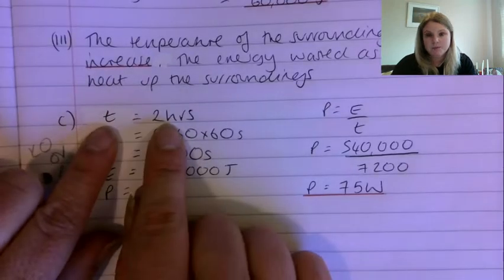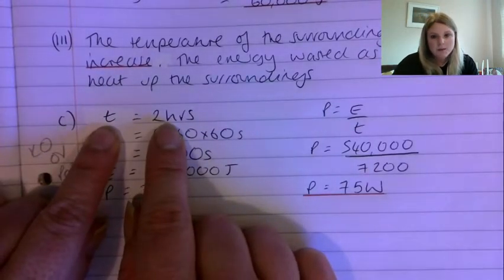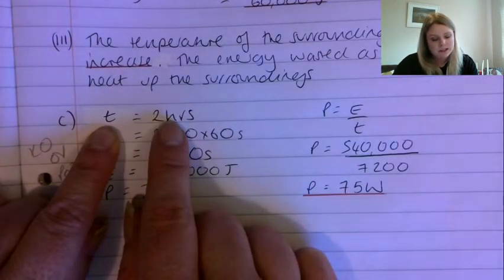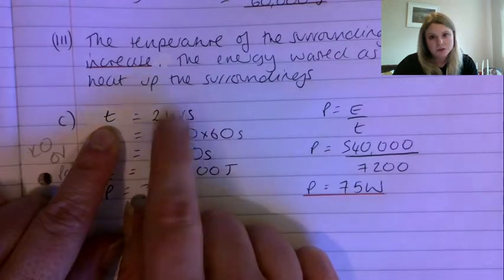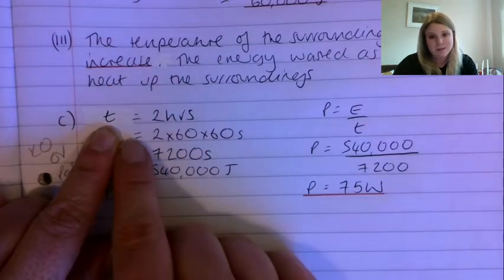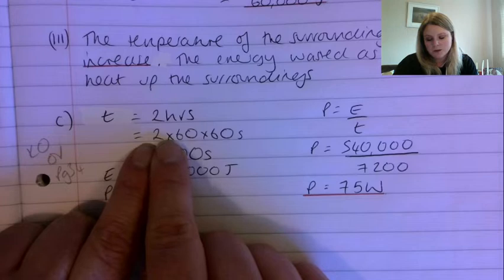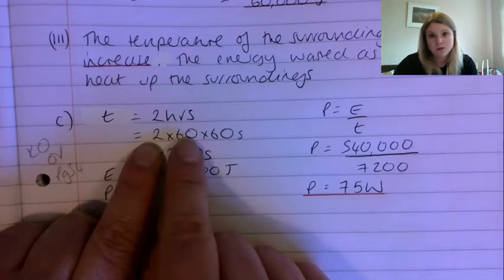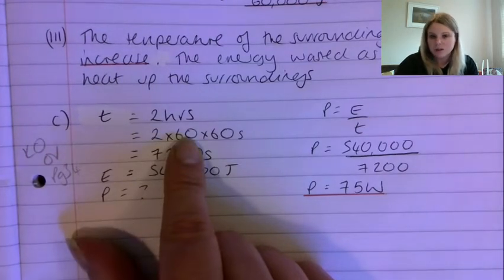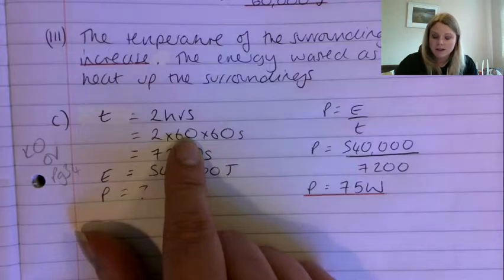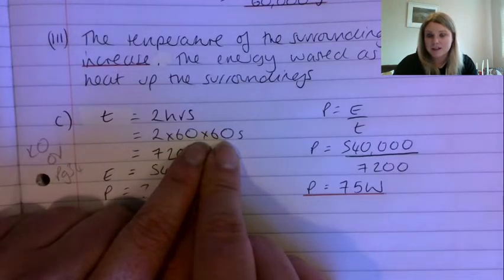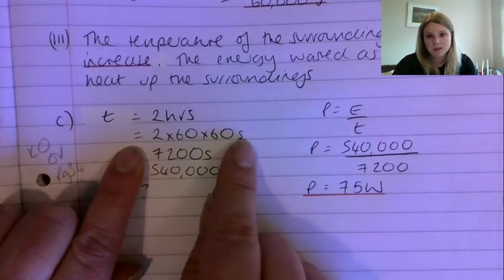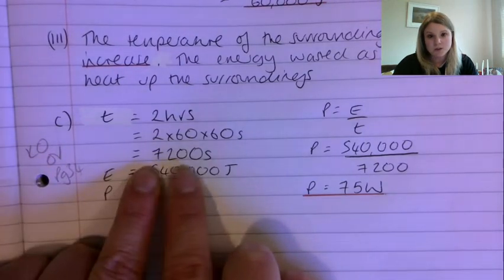So the time was 2 hours. And see, whenever I wrote that, I've had a quick glance and I've looked to say, oh, that energy's in joules, right? If my energy's in joules, my time has to be in seconds. So to go from hours to minutes, we multiply by 60 because there's 60 minutes in an hour. And then to go from minutes to seconds, we multiply by 60 again because there's 60 seconds in a minute. So that's why I've done this, and that gets me 7,200 seconds.